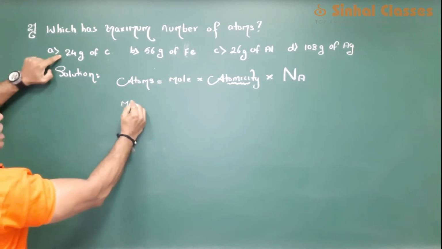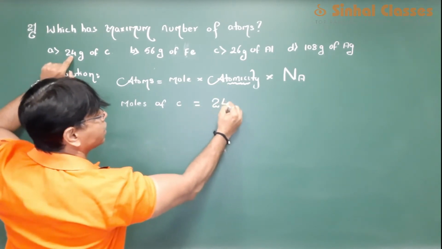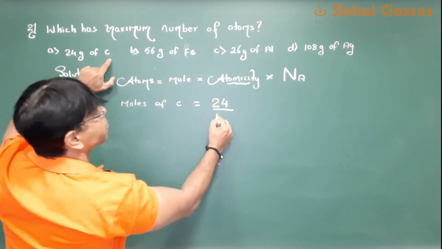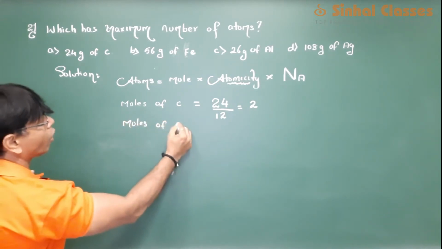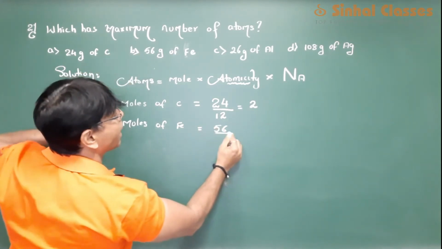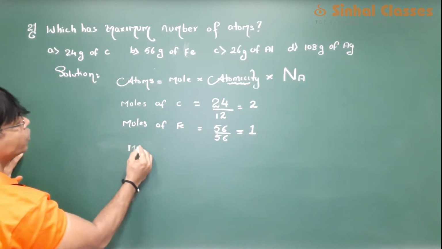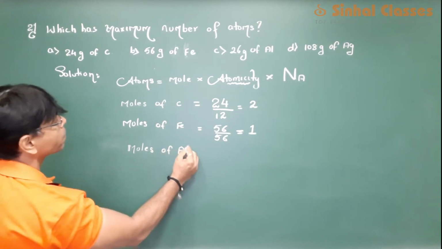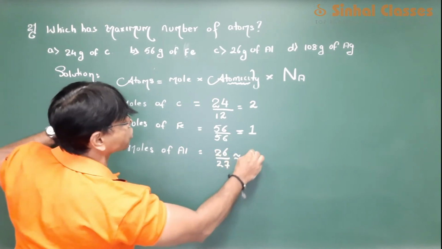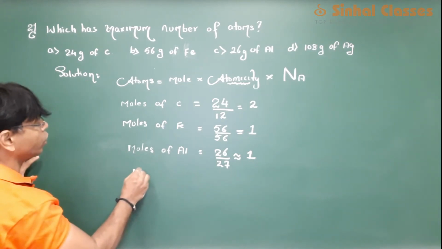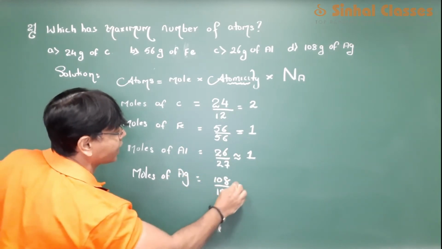Once you get the moles for all of them, whoever has more moles will have the maximum number of atoms. Let's take out the moles for carbon. Moles of carbon is the given mass divided by atomic mass, 24 divided by 12, which is 2 moles. Similarly, moles of Fe will be 56 divided by 56, so it is 1. Moles of aluminium is 26 divided by 27, that is approximately 1 only. Moles of silver is 108 divided by 108, so 1.